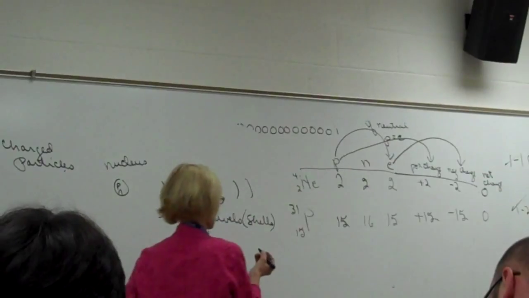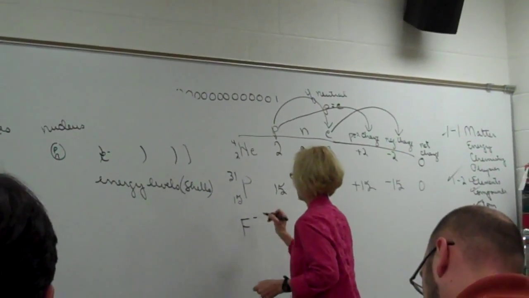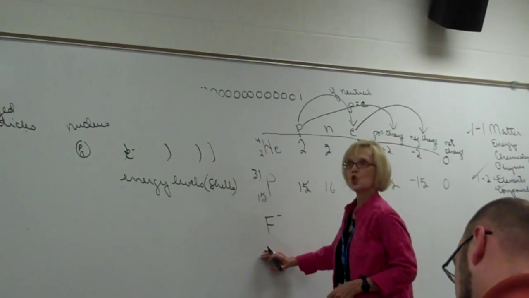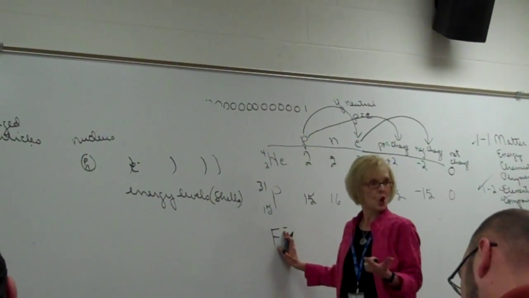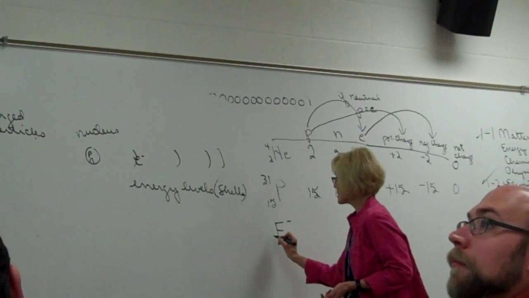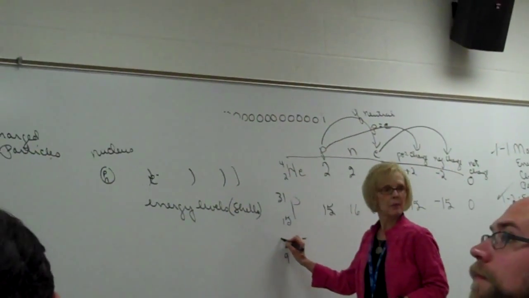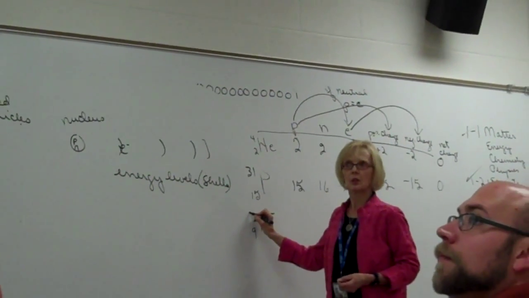So just for grins, let's do this. Okay, fluoride ion, negative charge. And I provide the charge for the time being. And its atomic number is still 9. And what would its atomic mass be to the nearest whole number? 19.